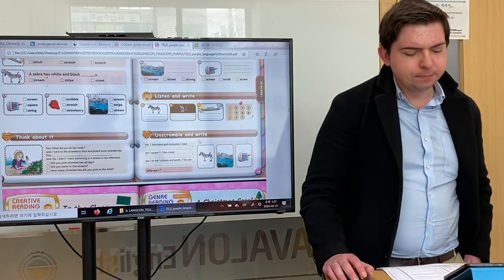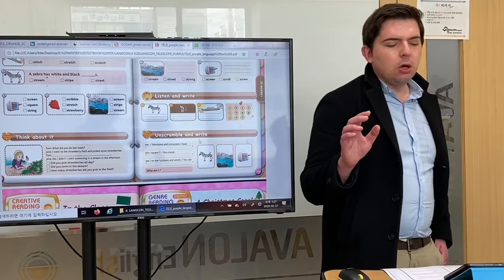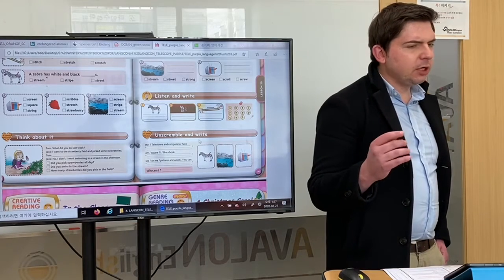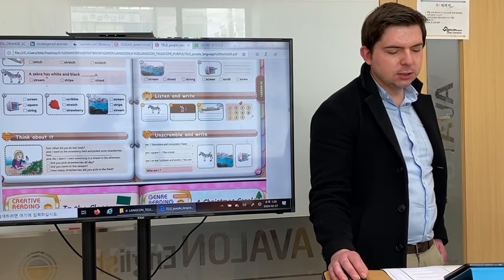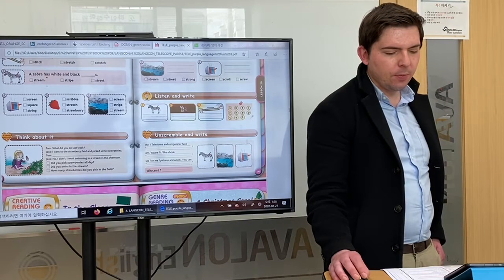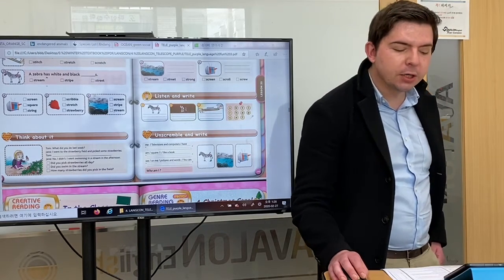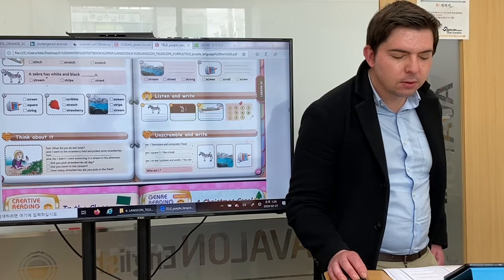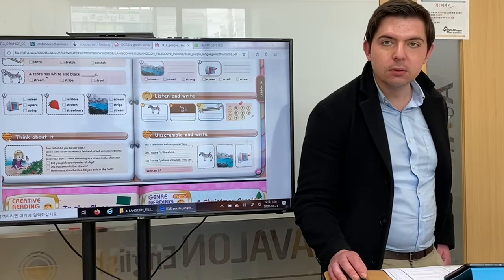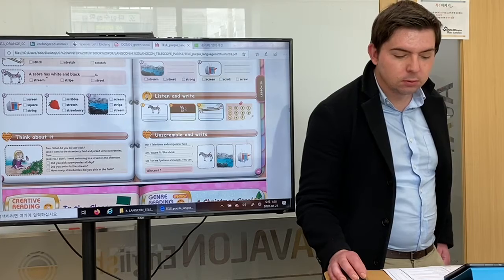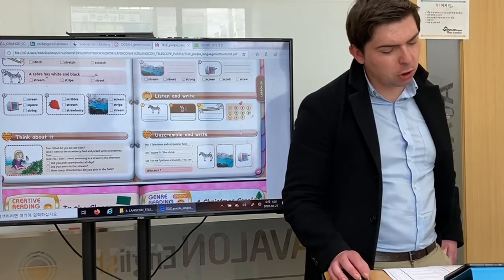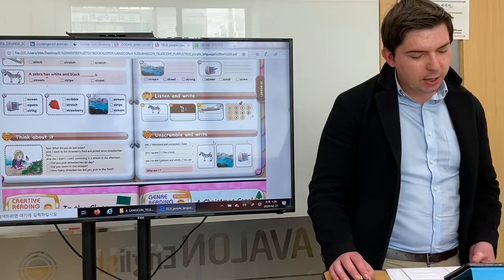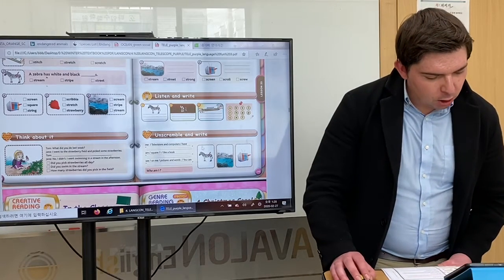Okay, so what do televisions and computers have in common? Which of these words? Me. Pardon? Oh, screen. Yes, good job. I know it's a little hard, but we can do it.